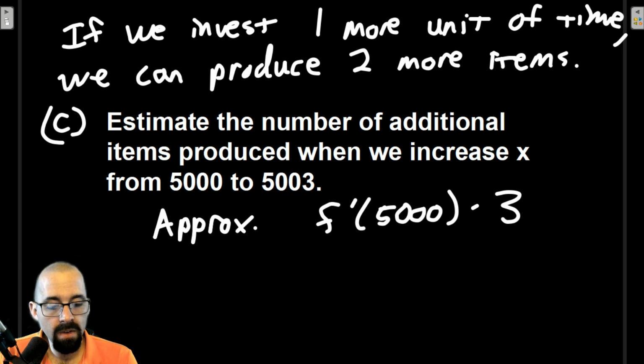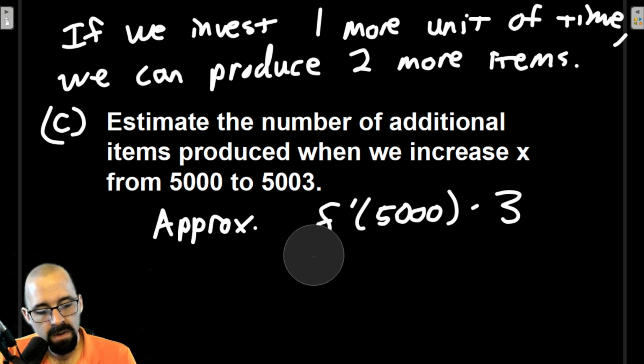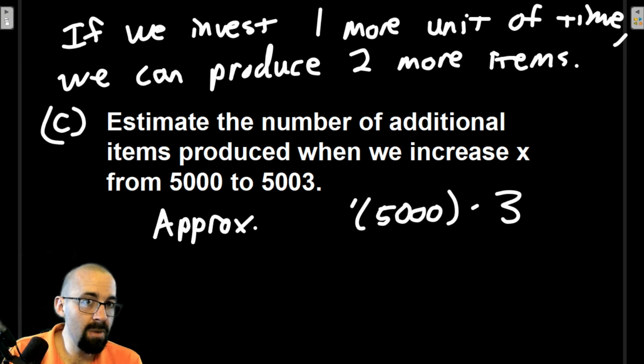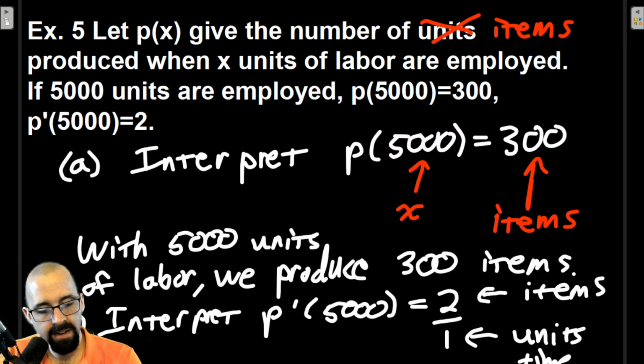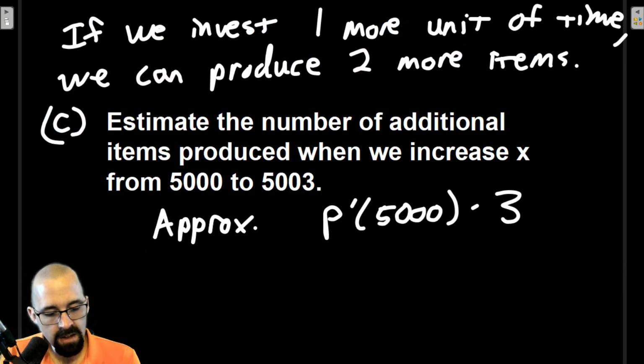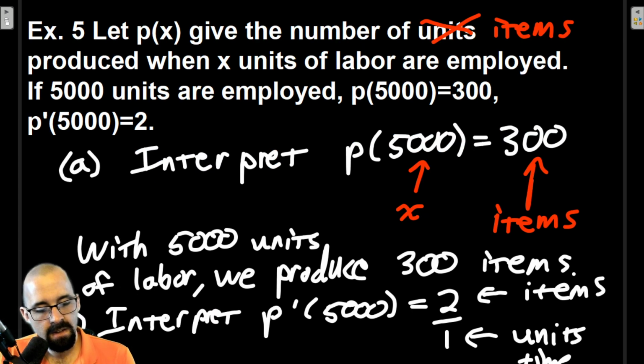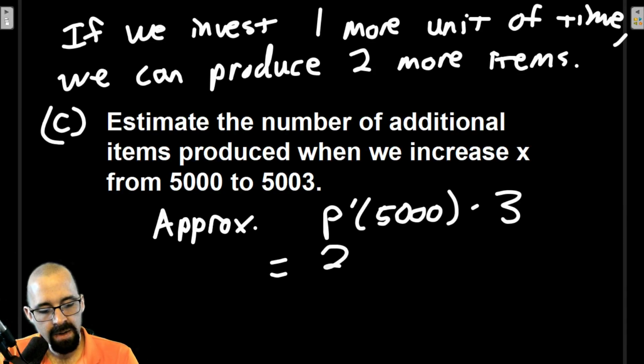Because this is the slope, right? The derivative is a slope. We want to know approximately how it is 3 units from now. It'll be that slope times 3. We said p is our function here, so it'll be p prime of 5,000 times 3. And luckily for us, we know what p prime of 5,000 is. That was given to us. P prime of 5,000 is about 2. So it's going to be 2 times 3. We're going to get approximately 6 more items.